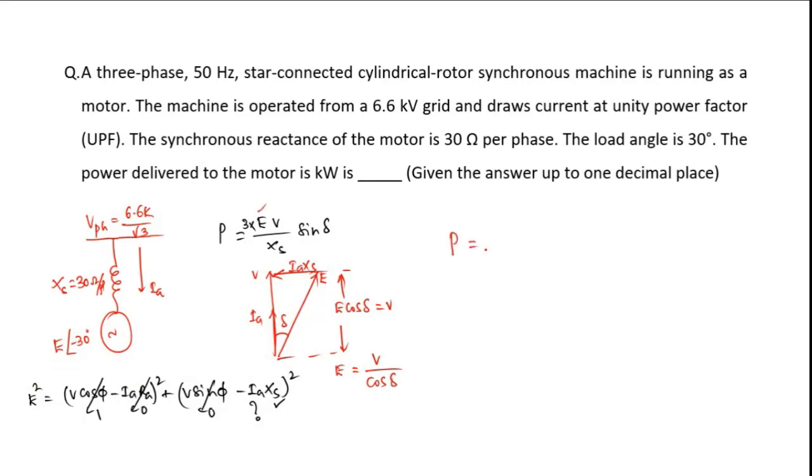So now you can substitute here. The power delivered to the motor: E is how much? 6.6 kV by √3 divided by cos delta, cos 30, into V, which is 6.6 kV divided by √3, and divided by XS, that is 30, into sine delta, sine 30. If you solve it, you'll get the answer. Whatever answer you get, just convert it to kilowatts because he's asking in kilowatts.